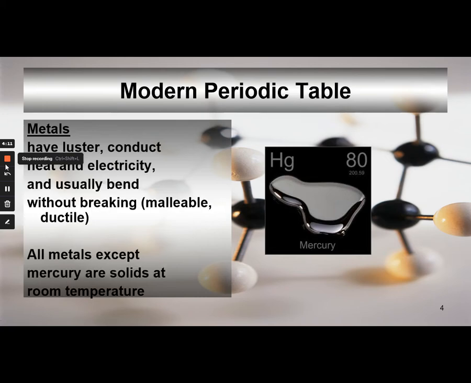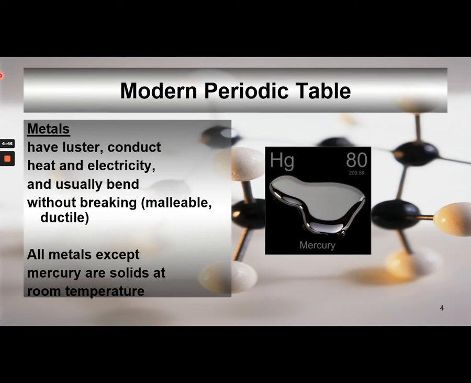So metals have luster, and can conduct heat and electricity. That's why we make our electrical wires out of copper, and this is why we use metal cook pots for cooking. They bend easily without breaking, meaning they're malleable. They can be hammered into thin sheets, or ductile, they can be drawn out into thin wires. All of them are solids at room temperature. Room temperature is roughly 22 degrees Celsius or 70 degrees Fahrenheit.